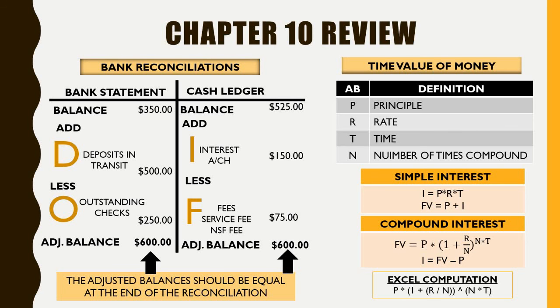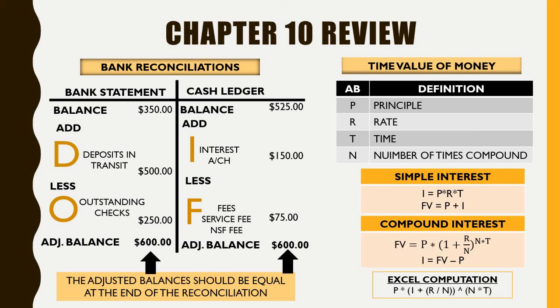Okay? So again, chapter review. Now this is what I want you to do. Let's focus on the right side first. There was simple interest and compound interest, right? Then you have the variables here, P, R, T, N. And simple interest, once again, to solve for interest is P times R times T equals I. Your future value is your principal plus your interest. Whereas for compound interest, the formula for future value is P times (1 plus R over N) to the N times T power, okay?